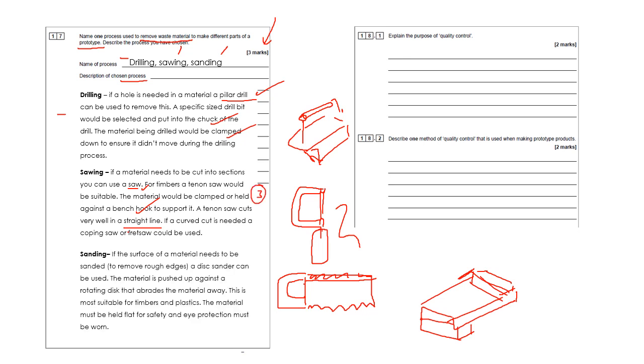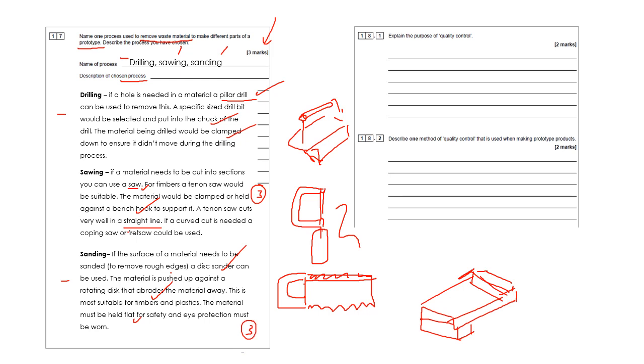Next example, sanding. We've all done this in your NEA. If the surface of a material needs to be sanded to remove rough edges, a disc sander could be used. The material is pushed up against a rotating disc that abrades or sands the material away. This is most suitable for timbers and plastics. The material must be held flat. For safety, eye protection must be worn.